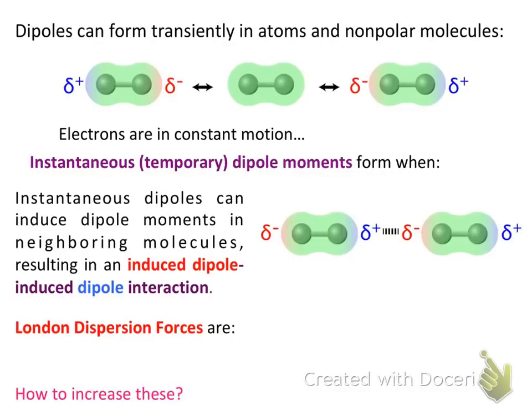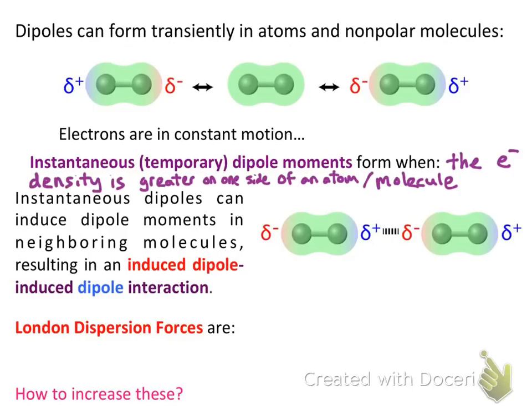So let's continue to work with this idea. As said before, electrons are in constant motion, and this can create temporary dipoles. Remember, these instantaneous temporary dipole moments are formed when the electron density is greater on one side of an atom or molecule, therefore creating an electron-rich partial negative end and an electron-poor or deficient partial positive end. And remember, these dipoles can then interact with other molecules to further induce another dipole. So, as a result, we have these induced dipole interactions.